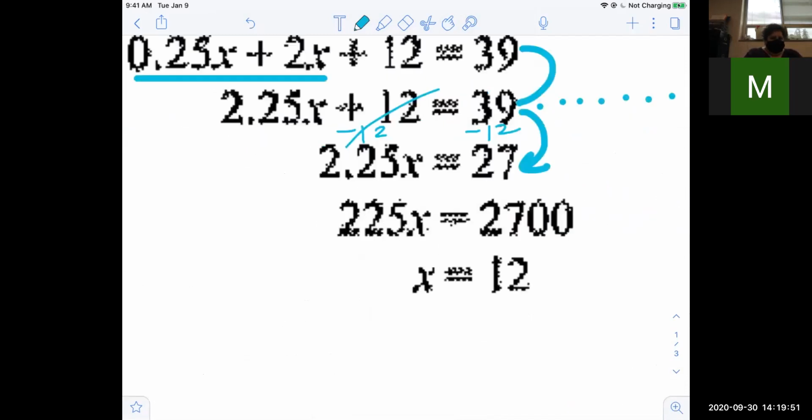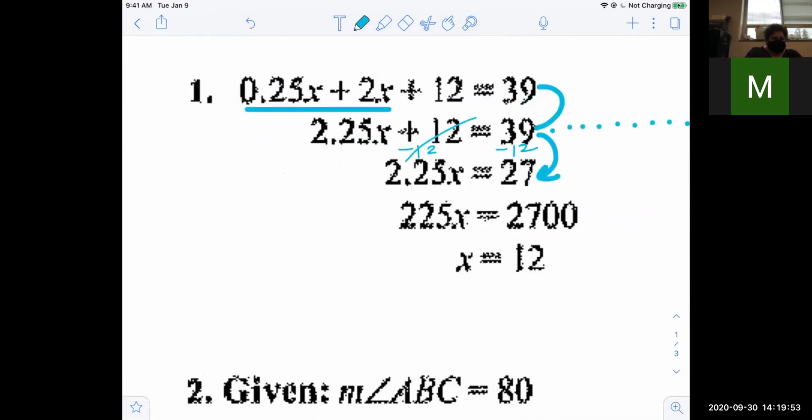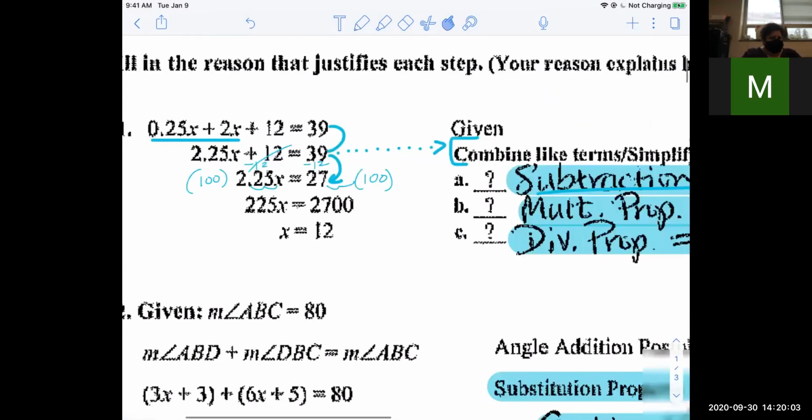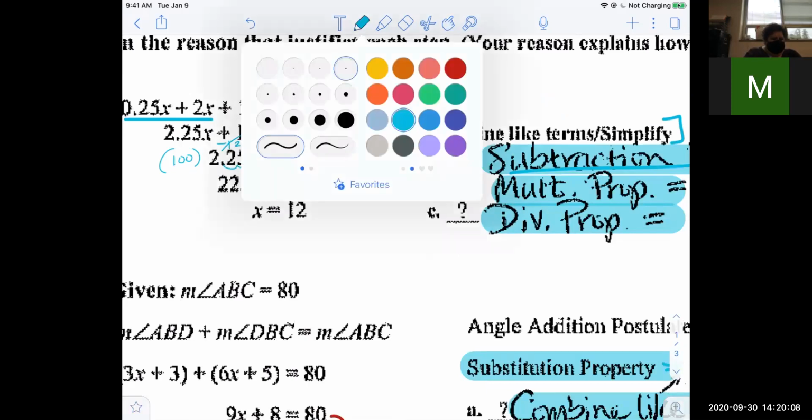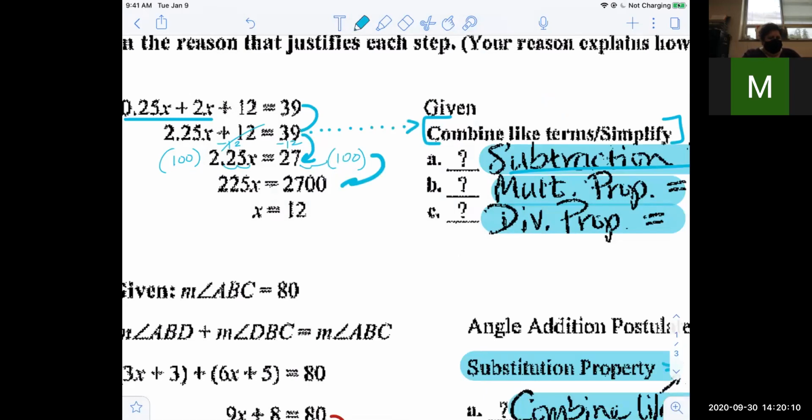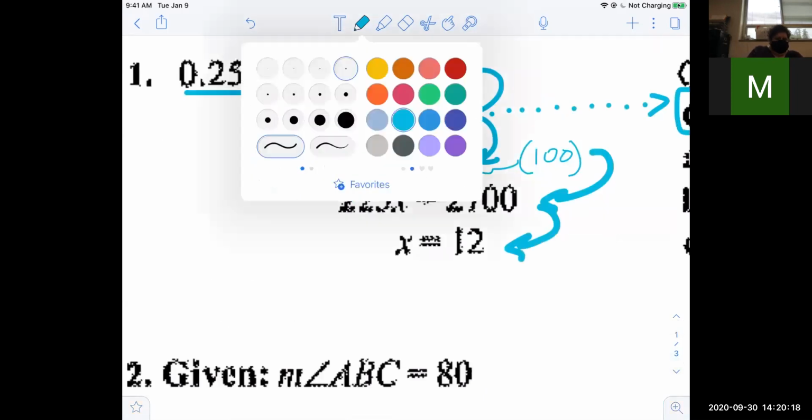Then again, just because of trying to get rid of that decimal, they moved it over 2 decimal places to the right, which is really the same thing as multiplying by 100. Okay, so that's multiplication, property of equality. From here to here, we multiply by 100. And then from here to here, we're dividing both sides by what? Yeah, 225.